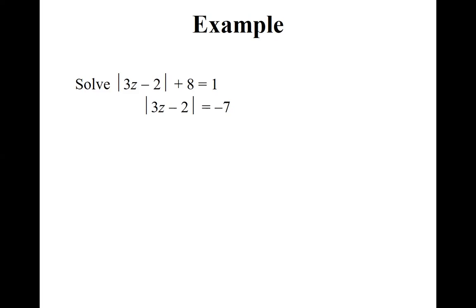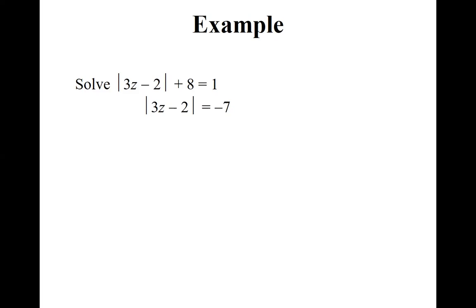and then 1 minus 8 is negative 7. And so many people get used to setting what's inside equal to a positive and a negative that they'll miss the trap here, or I should say they'll fall into the trap here, and they'll say 3z minus 2 equals negative 7, 3z minus 2 equals positive 7. But you can't do that. Look at what this is saying. This is saying that the absolute value is equal to a negative number.